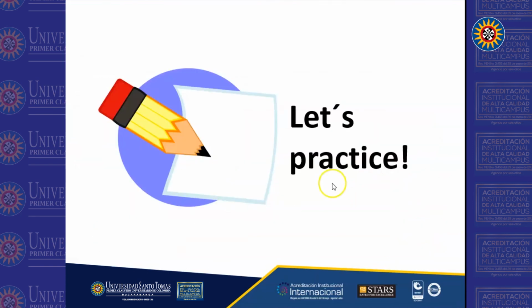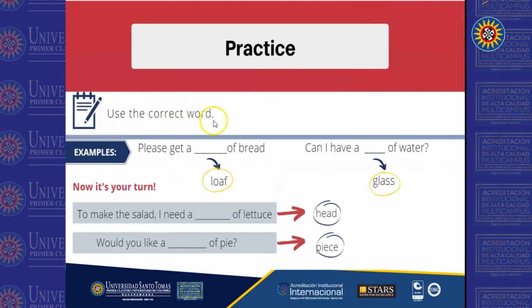Now, let's practice. You have to use the correct word. Let's see the examples. Please get a blank of bread. So what is the word? Remember that it's not correct to say one bread, two breads. We say a loaf of bread, okay? The same here. Can I have a blank of water? What can we use? A glass. Can I have a glass of water? Right? We are asking for something. We are asking for a glass of water.